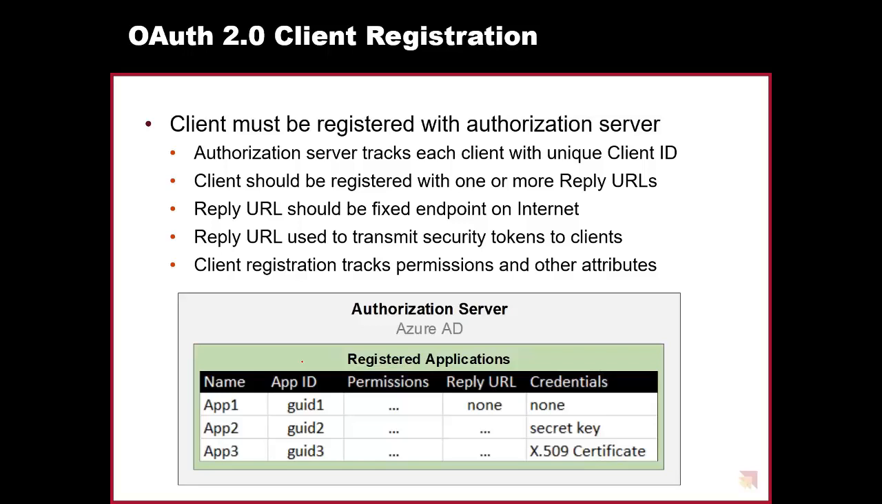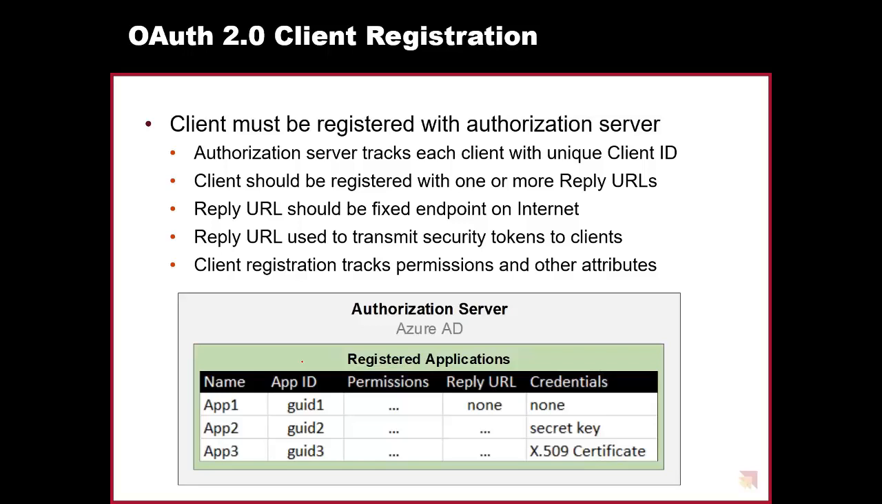So when I want to run an application and I want it to be able to authenticate itself and to authenticate users, we need to basically register that application with the authorization server, which in our case is Azure AD. And whenever you do that, Azure AD creates an identifier, which is a GUID.